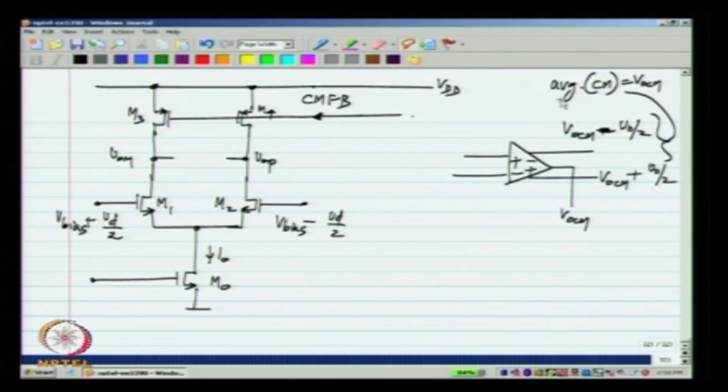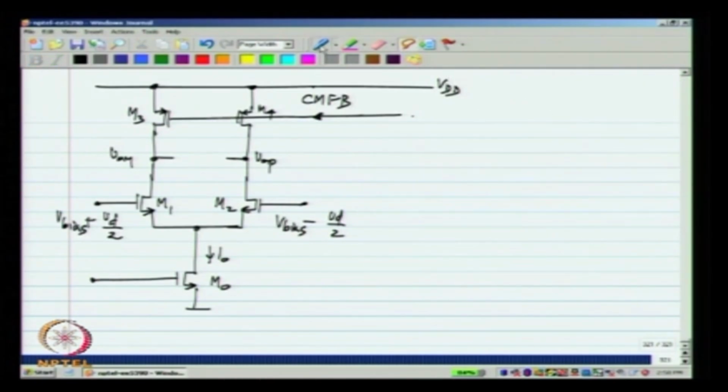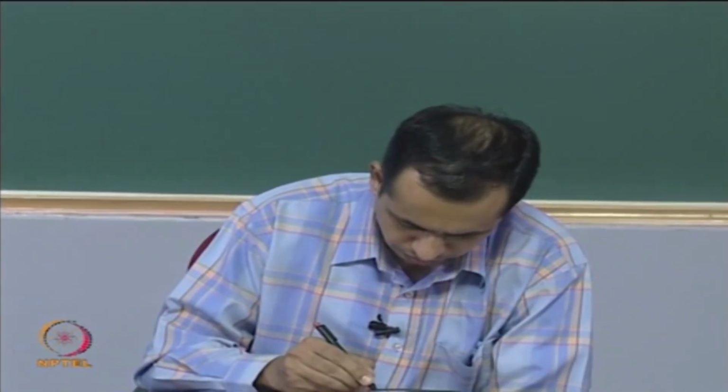So, what should I do? In negative feedback, as usual, I have to compare the actual value with the desired value and adjust the actual value until it becomes equal to the desired value. Now, here what is the actual value? That is the output common mode voltage of the op amp.